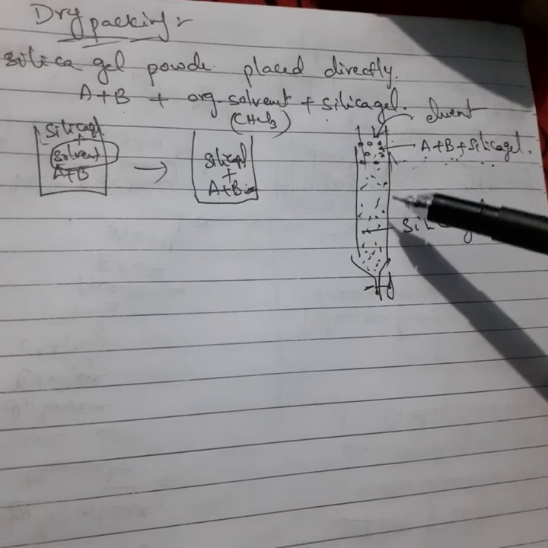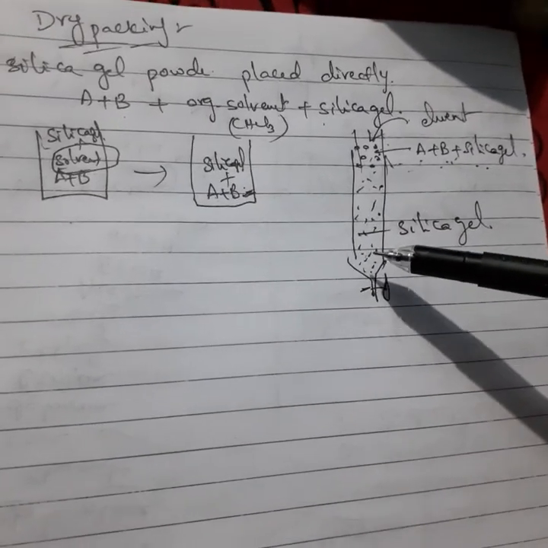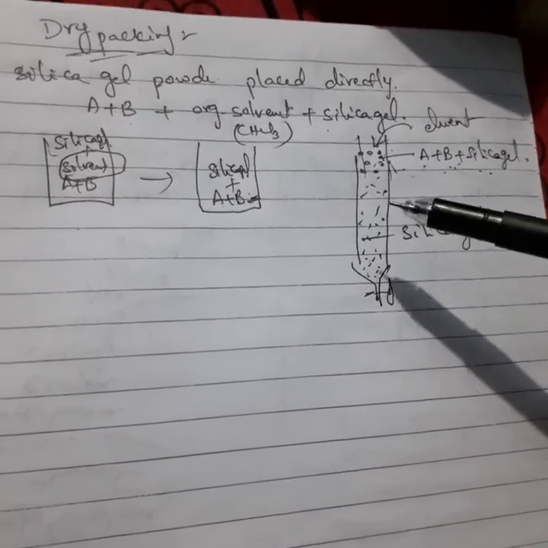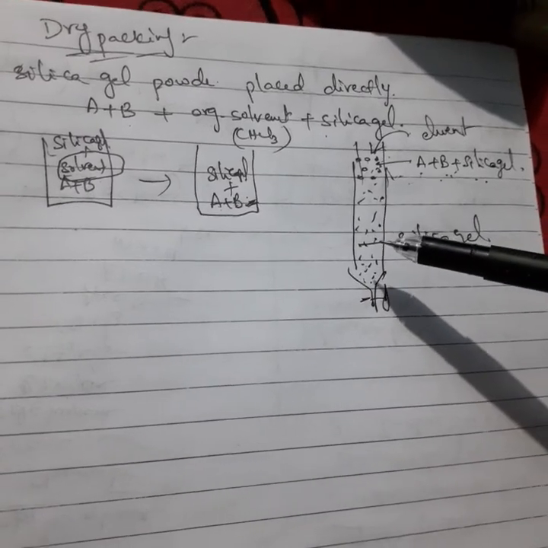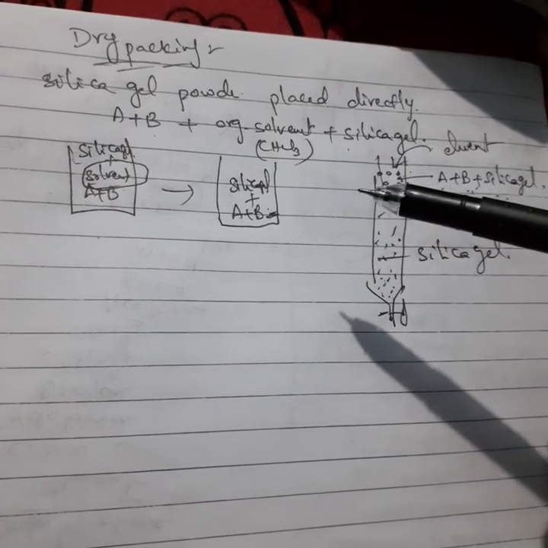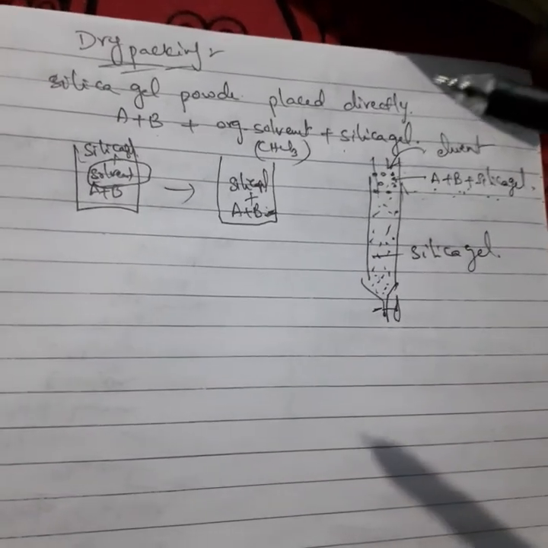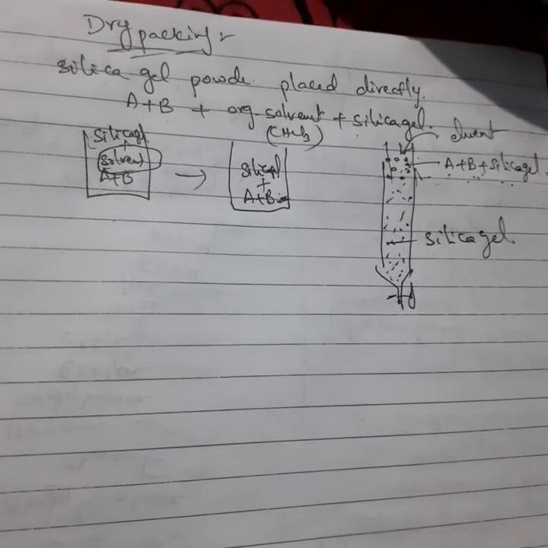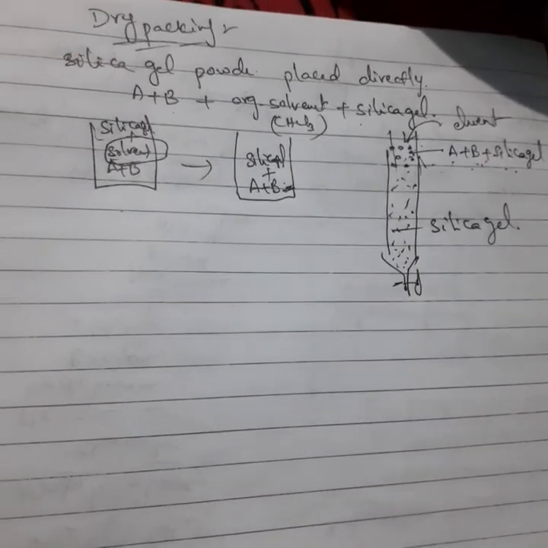The same experiment if we conduct here, orthonitroaniline will come down quickly. Later this para-nitroaniline will come next. Okay, so up to this we completed this column chromatography. In my next video I'll discuss the TLC, that is thin layer chromatography.